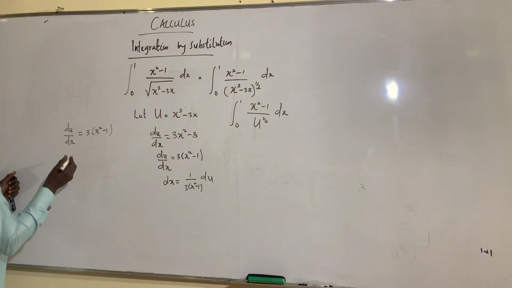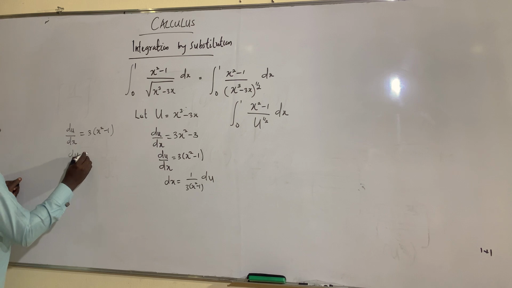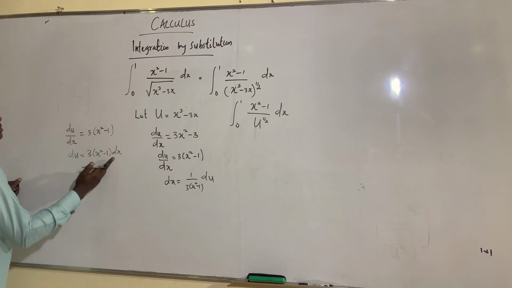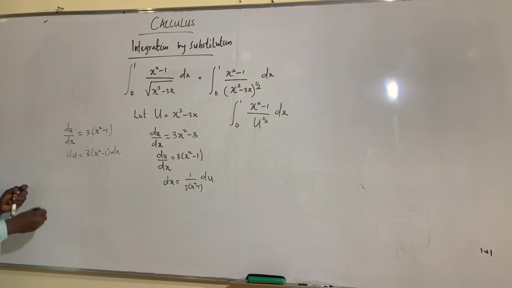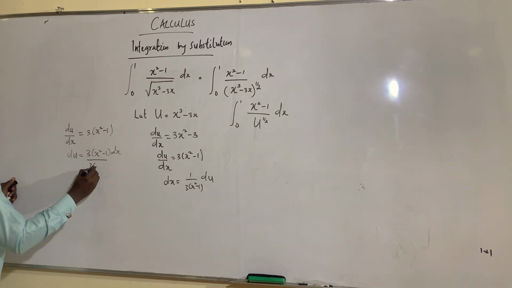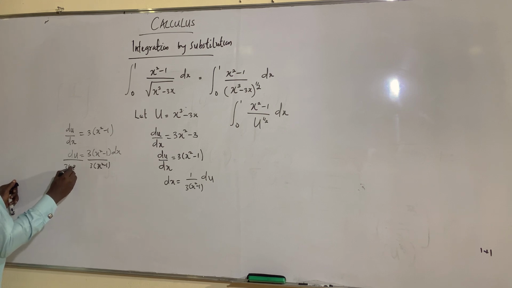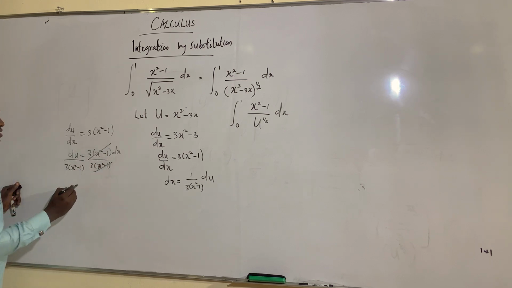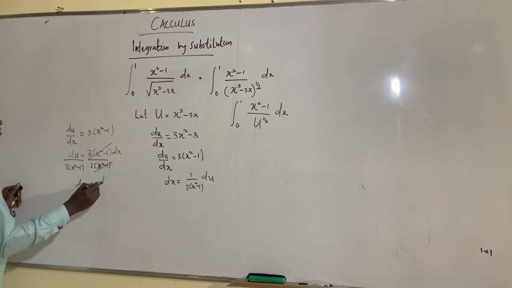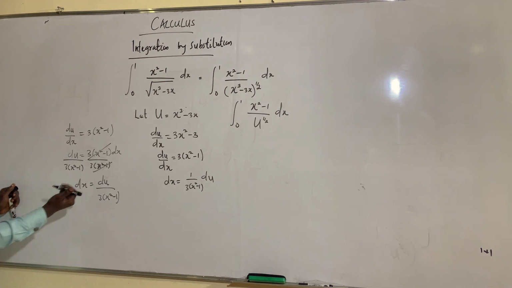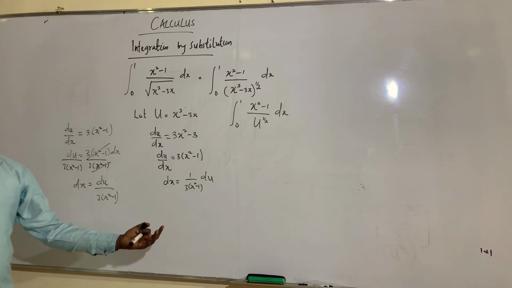If I cross multiply, that's why we have du equal to 3 of x squared minus 1 dx. So making dx the subject of the formula, I divide by 3 of x squared minus 1. If this cancels this, I can have dx to be du over 3 of x squared minus 1, just like what we have earlier in this case.